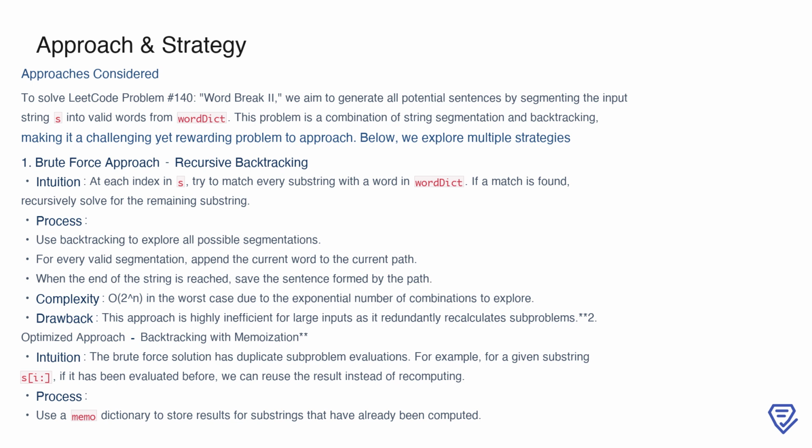To address this inefficiency, we can introduce memoization to optimize the backtracking process. By storing results of already computed substrings, we can avoid recalculating solutions, significantly reducing redundant work.